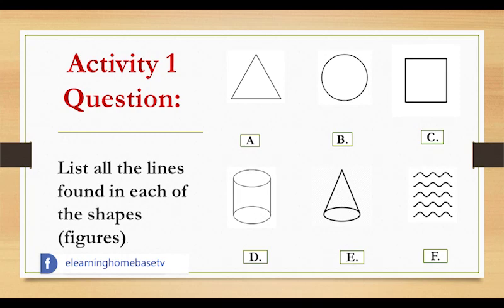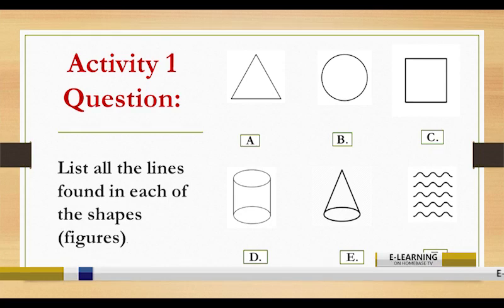Activity 1. We are going to list all the lines found in each of the shapes displayed on your screen. Shape 1 is a triangle. Shape 2 is a circle. Shape 3 is a square. Shape 4 is a cylinder. Shape 5, which is lettered E, is a cone. Then letter F, we have wavy lines.